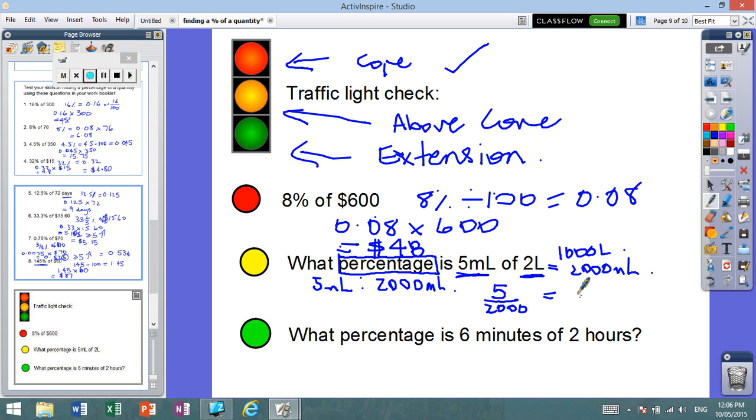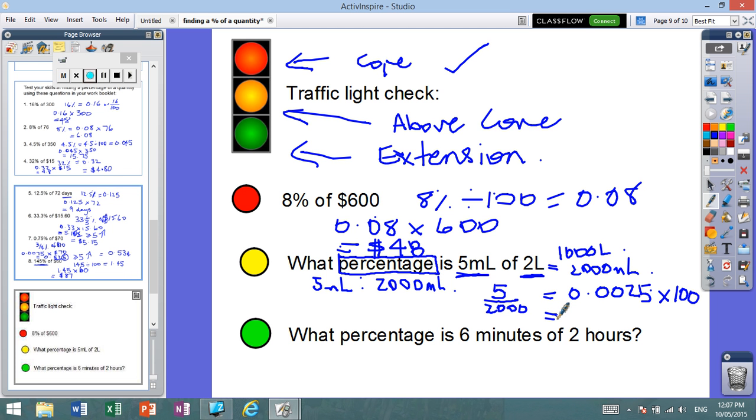And that gives us 0.0025, okay, as a percentage really of this. So what is that as? And that's a decimal, but how can we express that as a percentage? Well, we need to times by 100 to find out what it is as a percentage.